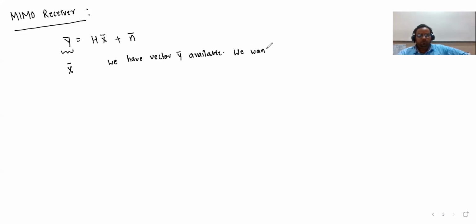We want to recover x from it. A very general mathematical strategy that comes to mind is that if I know the channel matrix H, I can multiply H inverse with the vector y. What I'll get here is x bar, the transmit signal vector, added with H inverse and the noise vector.